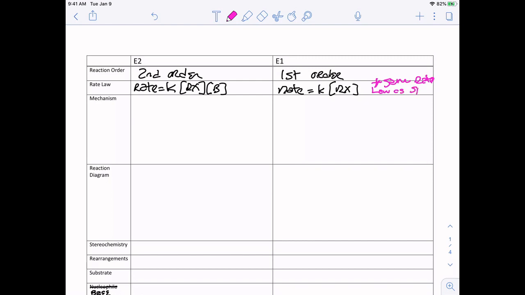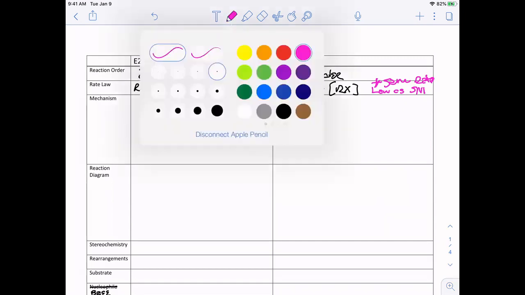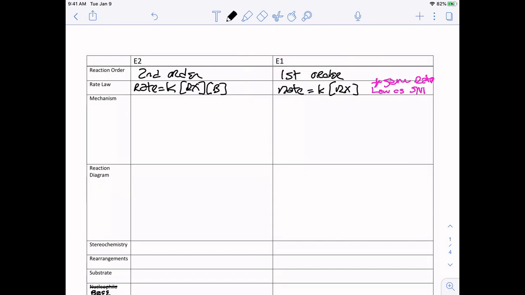as SN1. If I look at E2, because I'm putting base in there instead of nucleophile, it's not exactly the same rate law. It's still second order, still depends on the concentration of two things, but if my nucleophile would rather grab the proton, if it's acting like a base, then E2. If it's going to attack that carbon, then SN2. With my elimination, my E1, my unimolecular one, it is exactly the same rate law as SN1. That nucleophile or base are not involved in my rate determining step.